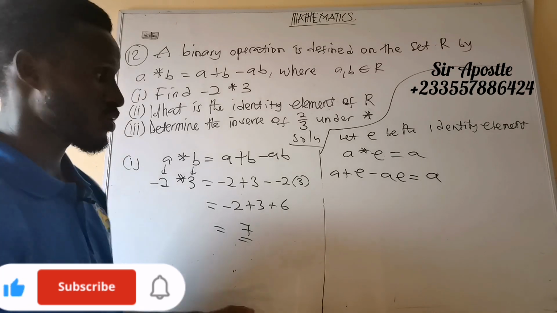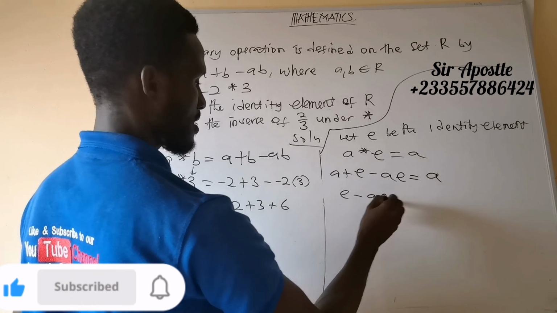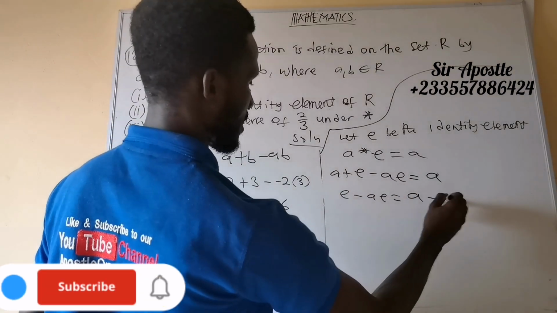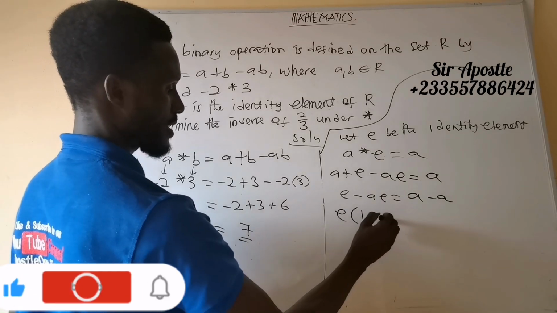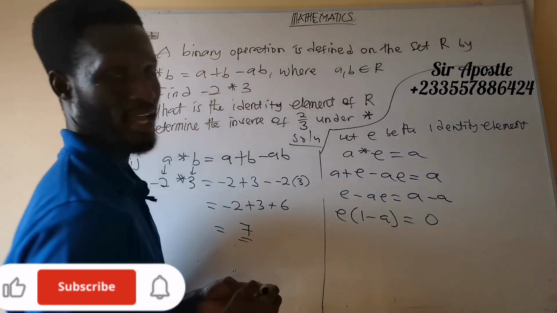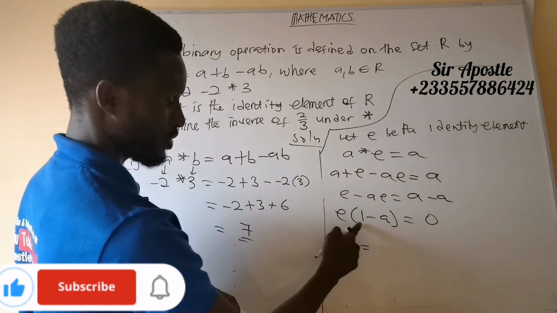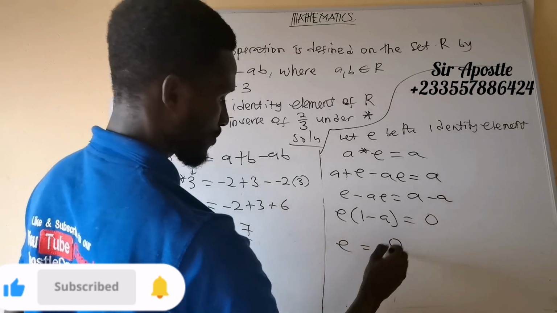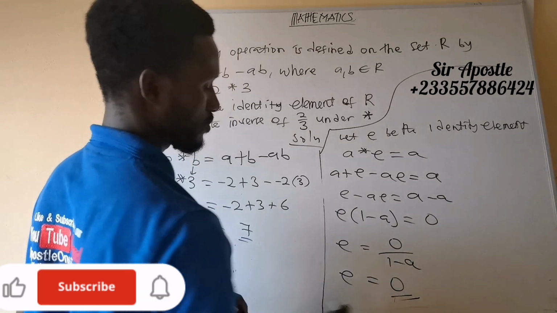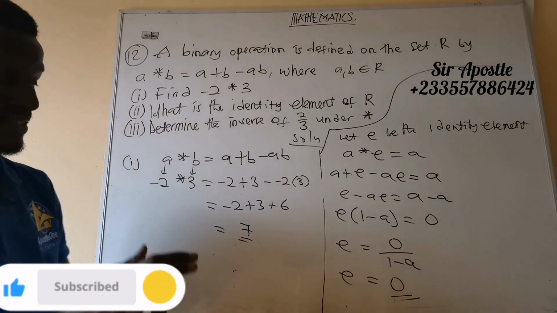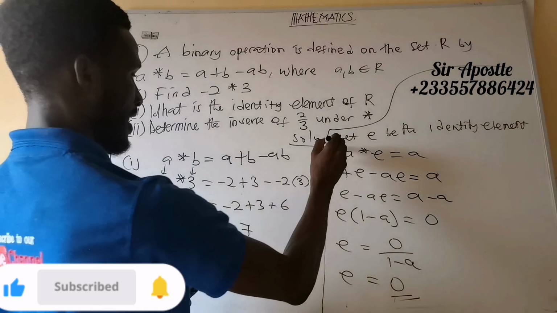Just make sure you follow me closely. Now at this point we can group like terms. I'm going to get E minus AE is equal to A minus A. I can factorize E out, so E into brackets 1 minus A should give us what? 0, because A minus A is 0. So to find E, I need to divide both sides by 1 minus A. So 0 over 1 minus A. What is E? E is equal to 0, because 0 over 1 minus A is the same as 0. So therefore the identity element is 0. So this is II.